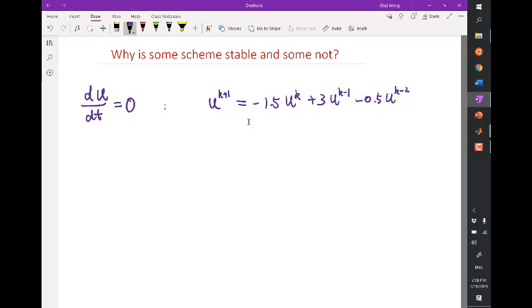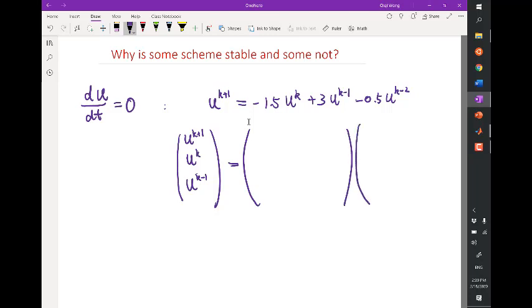In order to perform eigenvalue analysis, we rewrote this formula into a matrix form. We wrote u of k plus 1, u of k, and u of k minus 1 equal to a certain matrix times the same 3 values, but shifted by 1 in their index: uk, uk minus 1, and uk minus 2.